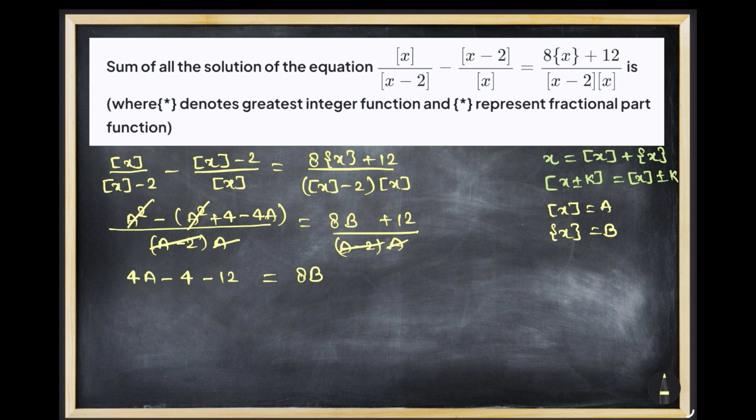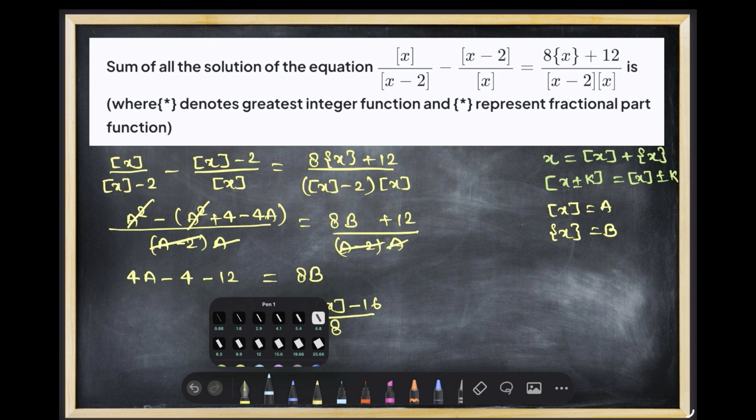Now can I write down 8B as 4[x] minus 16 by 8? Just tell me.